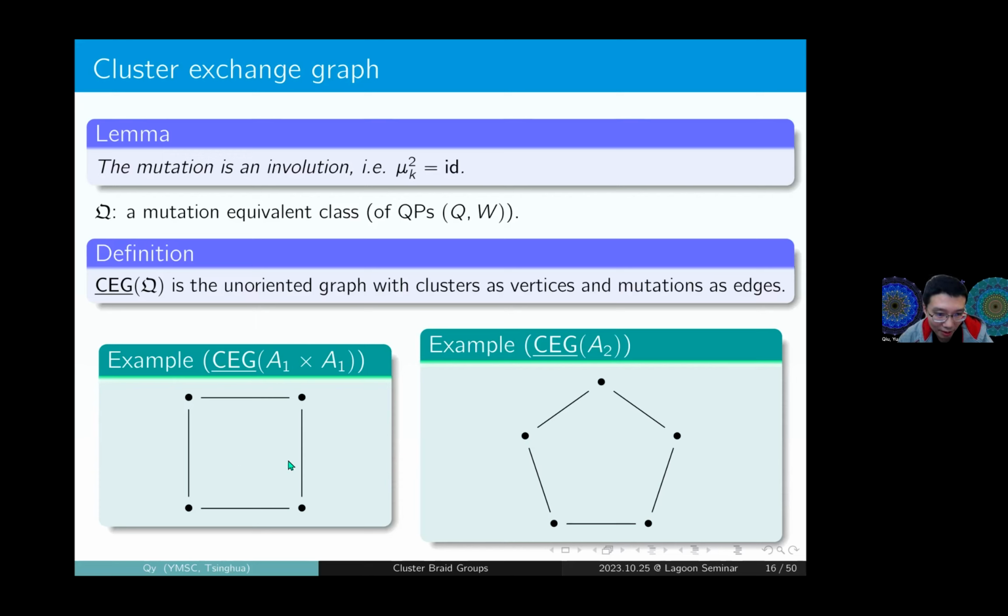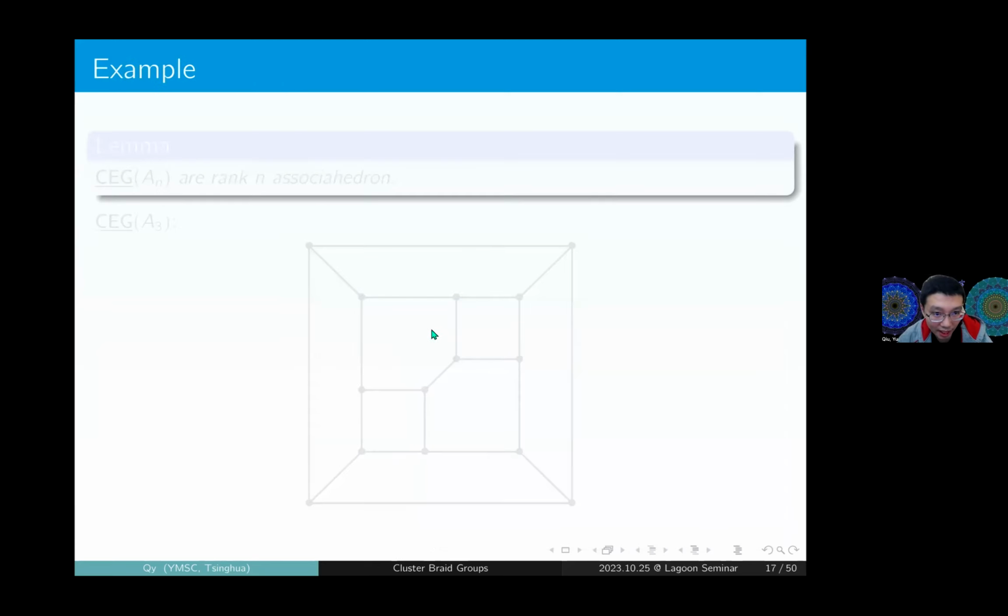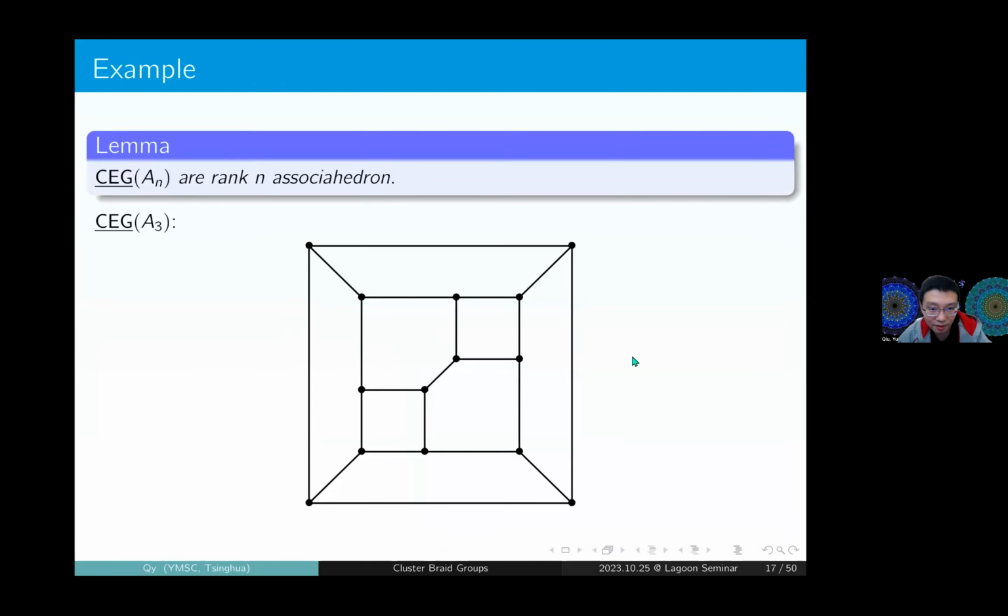This is A1 times A1, and maybe this can ring some bells. So the type A3 cluster exchange graph is the associahedron. I'm drawing this view, and later there will be another view, but this is the famous associahedron. This is basically all the input I need from cluster theory.